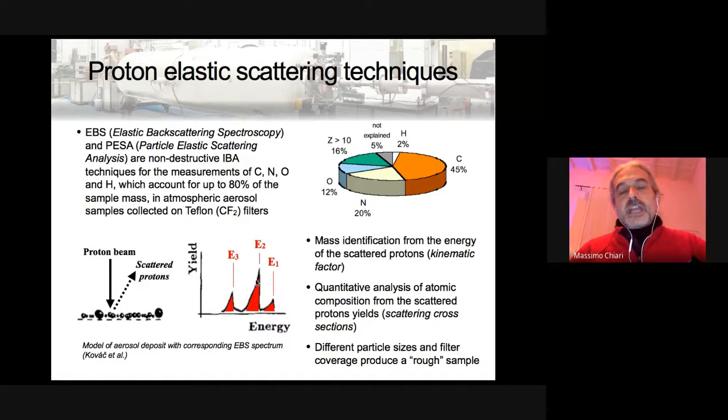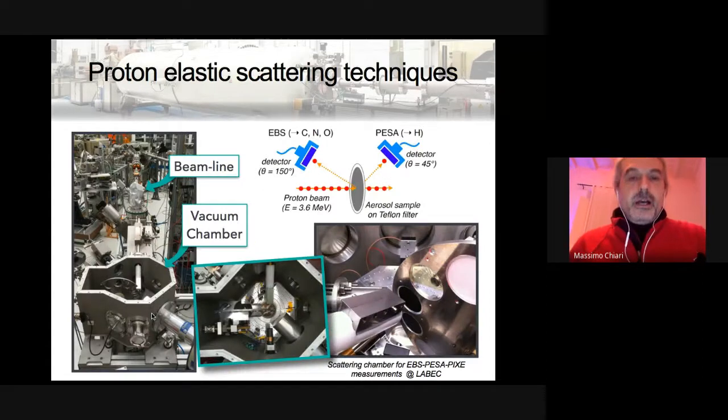The shape of these peaks is not symmetric, because we have to take into account the fact that the aerosols have different sizes. So you have, let's say, large and small spheres, and they are distributed on the filter surface, and maybe it is not a full coverage. This has the effect of having a rough sample. A rough sample means peaks with pronounced left-hand tails. The measurements in this case are performed in vacuum.